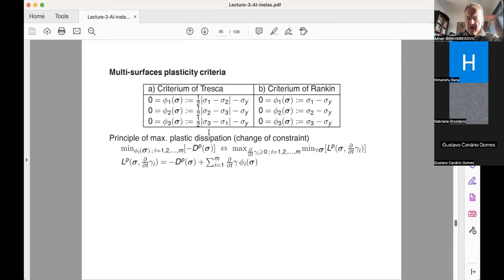So theoretically, if I go back to the rate-independent plasticity, I can define my plastic Lagrangian as minus plastic dissipation, which is sigma times epsilon plastic dot, plus the sum of all these constraints, multiplying each and every one of them with a particular plastic multiplier. So I have 3 constraints, I have 3 plastic multipliers. So what's the catch? Basically, the idea goes as follows. Let me illustrate that on a Rankine type of criteria.